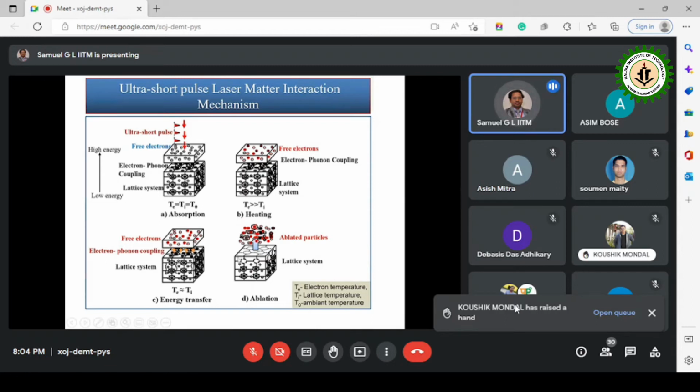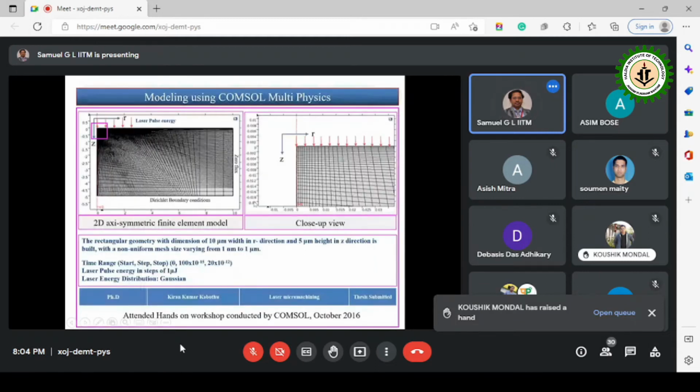Whichever atoms, electrons and neutrons receive the energy, the intensity is so high that immediately they leave the material and ablate. That's called ablation. So they get evaporated. This phenomenon is very interesting. We also did research in modeling it and trying to predict that.